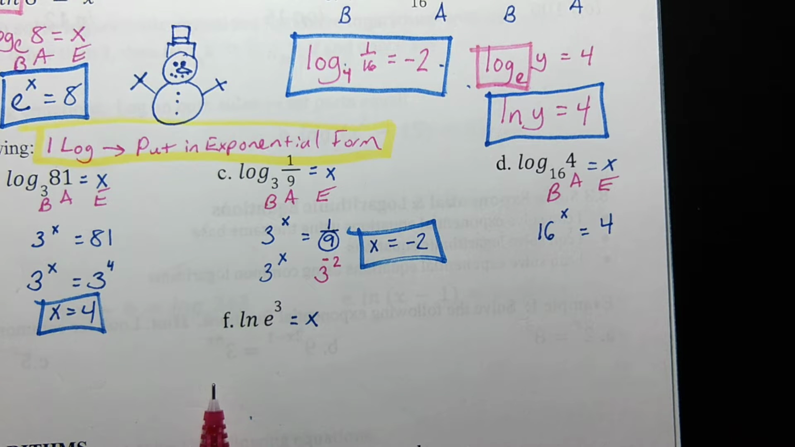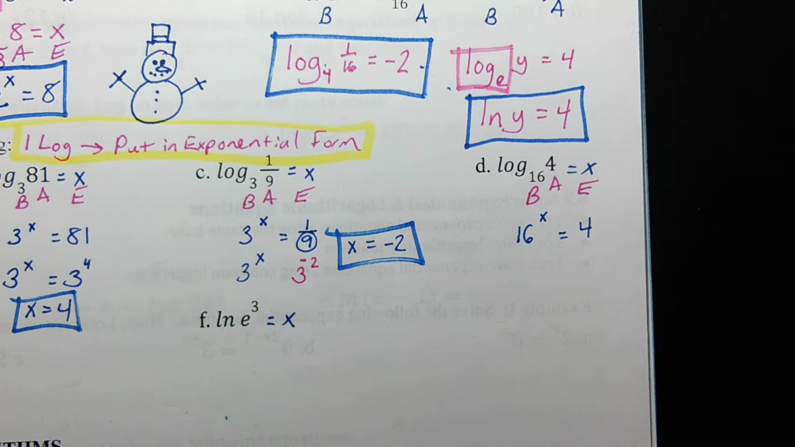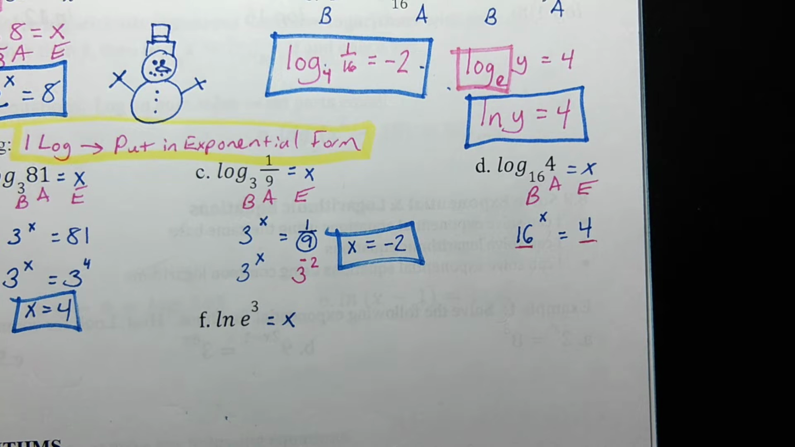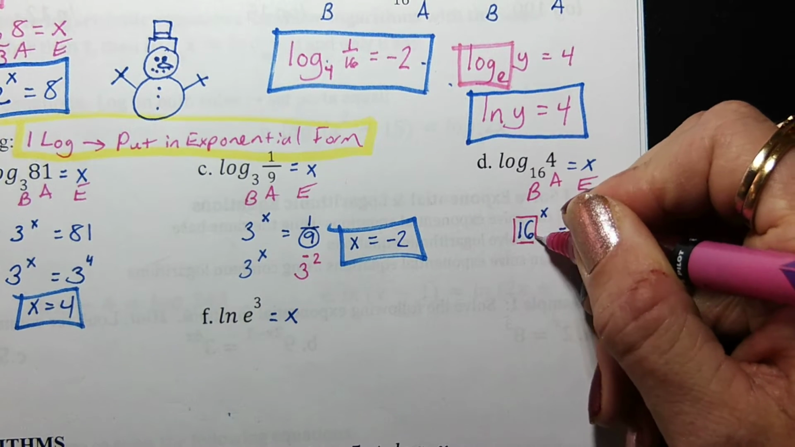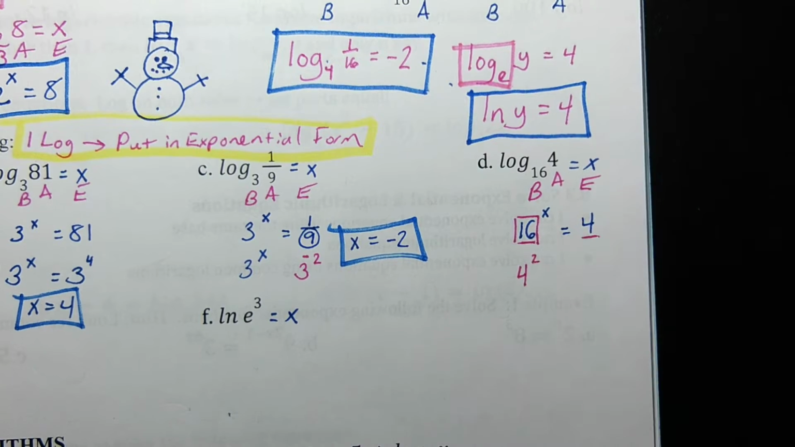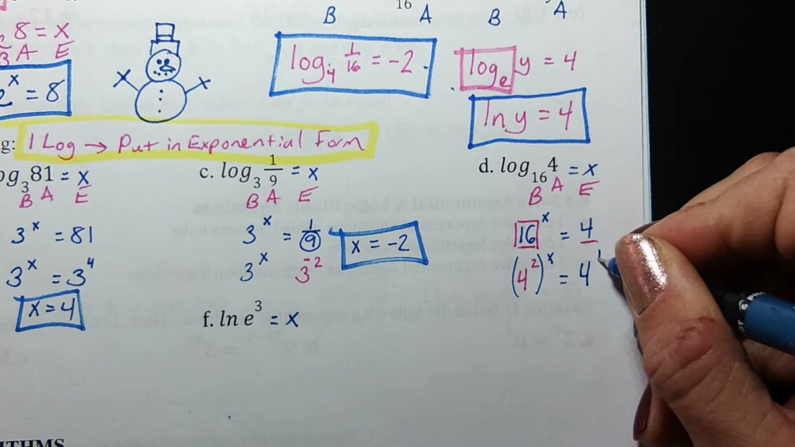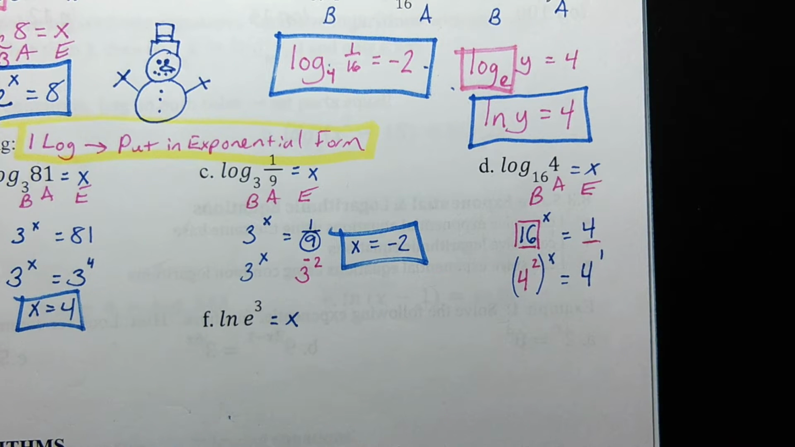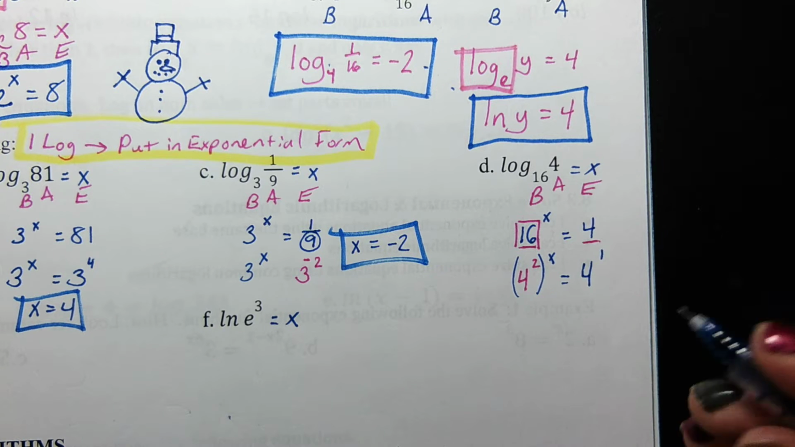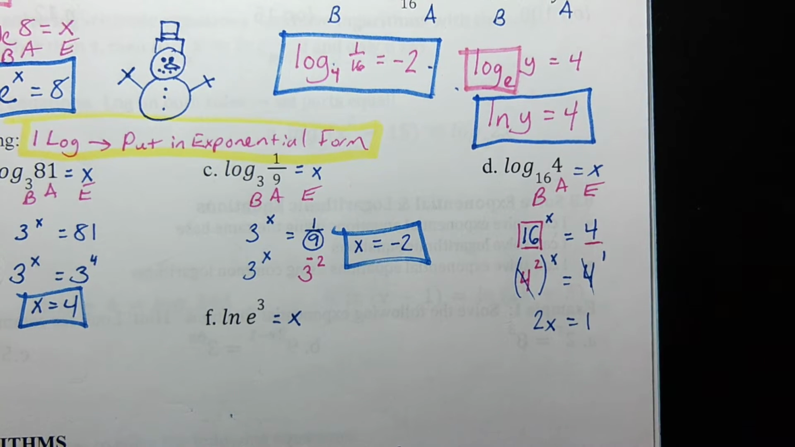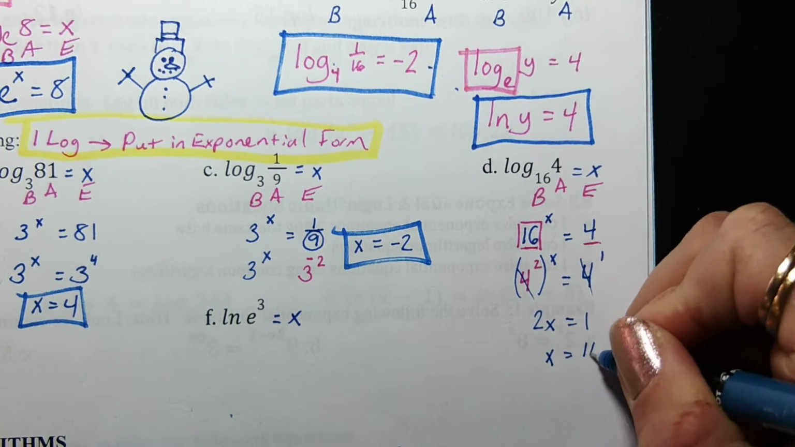So this brings us to what we're going to be doing in a couple of days. In order to solve an exponential, it's easiest if we can write them as the same base. Can I write 16 as base 4? 16 is the same as 4 squared. So if I have 4 squared raised to the x equals 4 to the first, what do we know about those exponents? They would have to be equal to each other. So 4 to the 2x equals 4 to the first. The bases cancel, and we get 2x equals 1, or x equals 1/2.